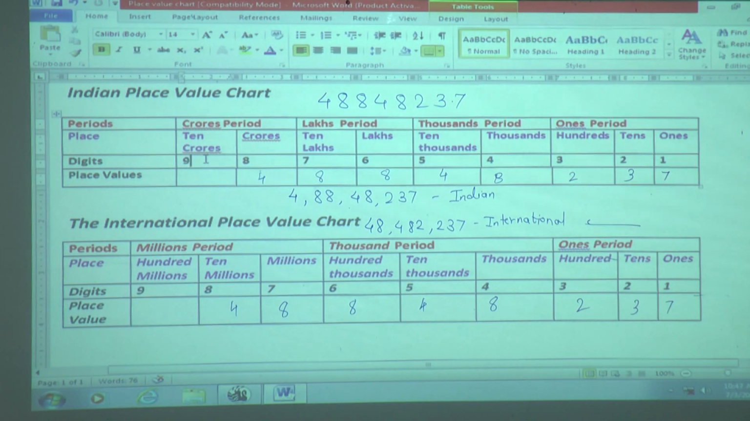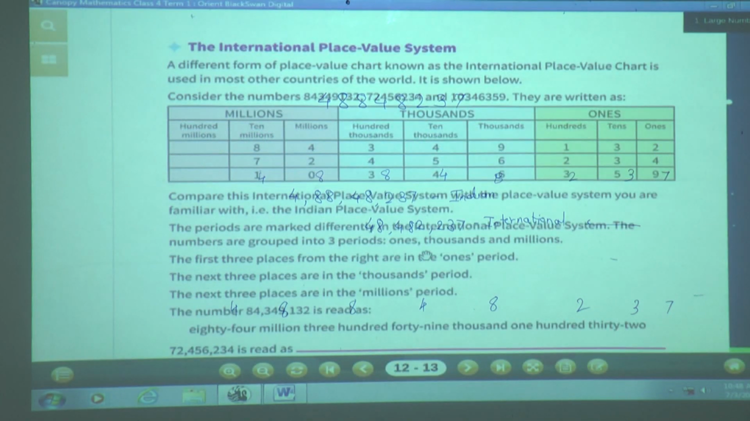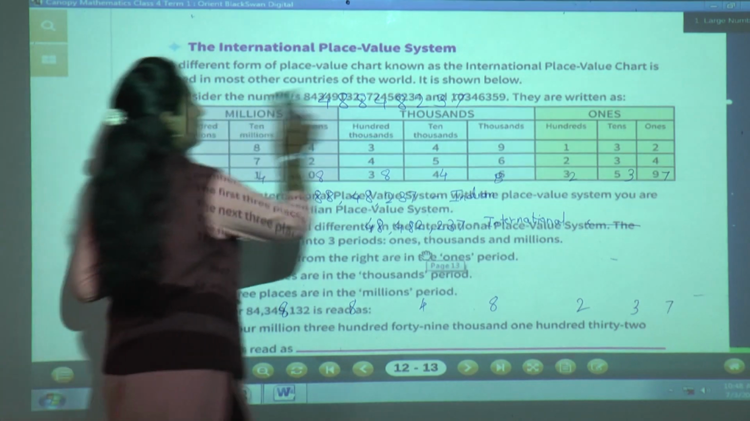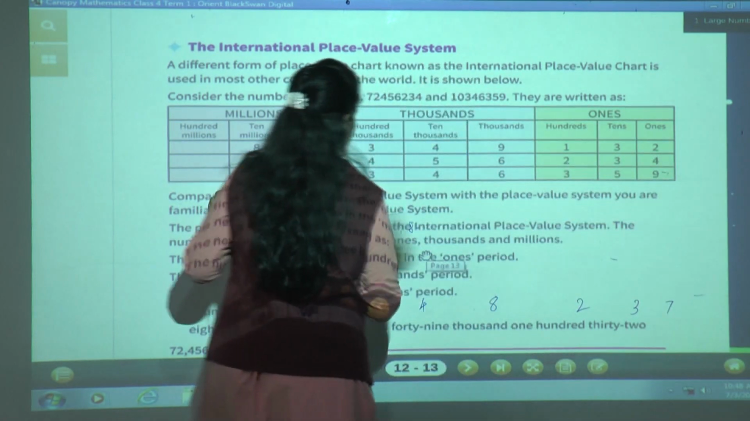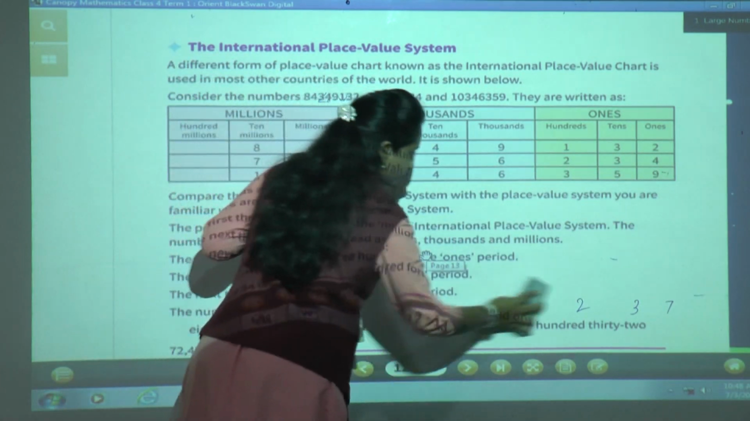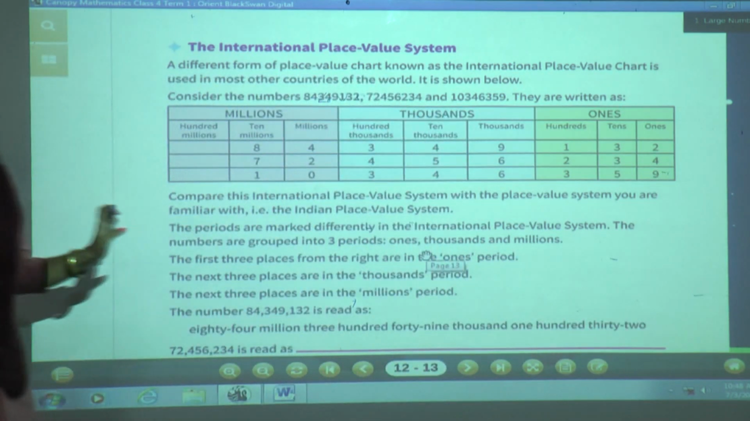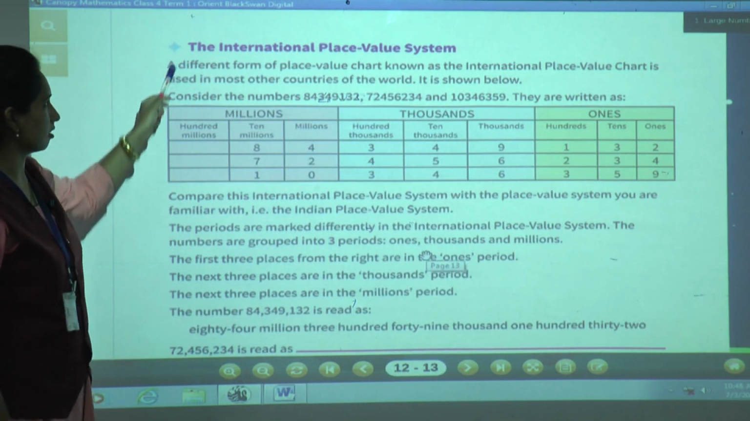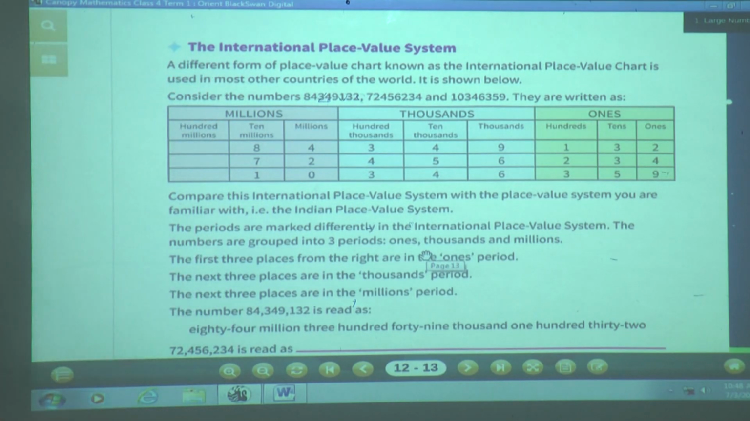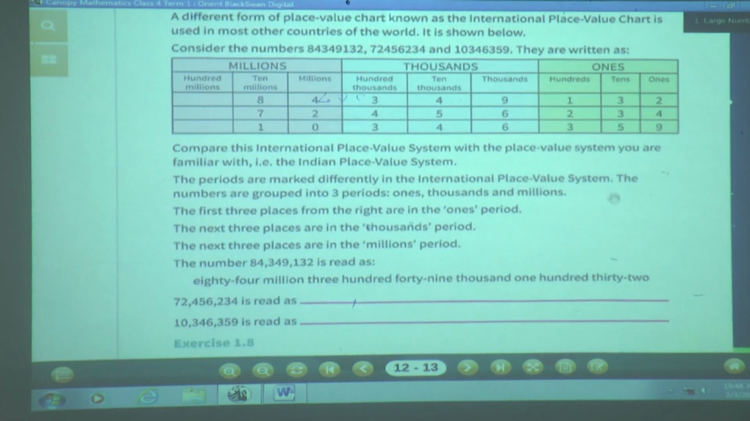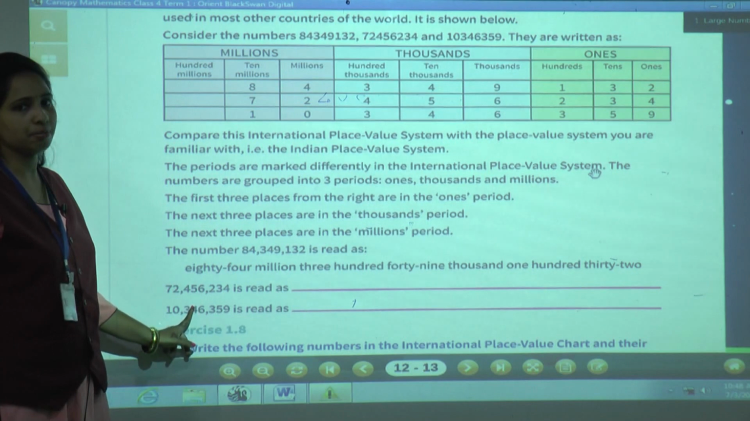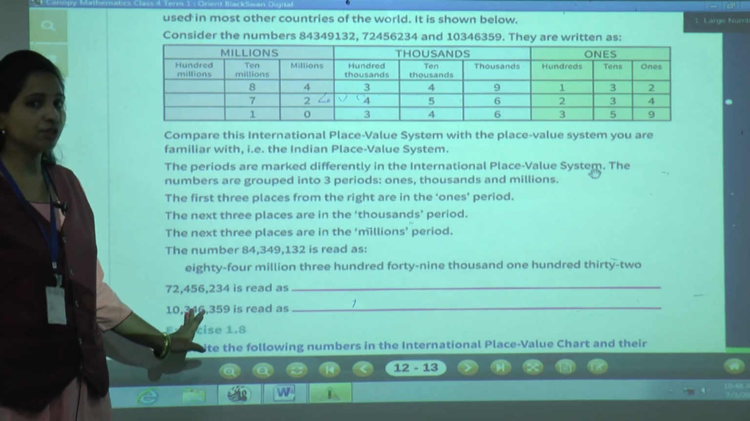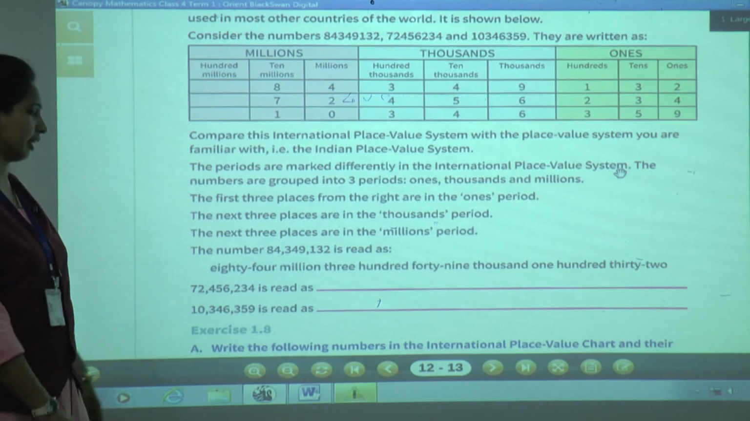Exercise 1.8. Everyone open your book. I'll give the time. Open your book. In the last session, I explained the international place value chart. Now we have revised it in short. See the international place value chart. I explained this again with the comparison. I asked you to solve these 2 questions by yourself. Once again I will solve here. You just cross-check your answers, whether you have written correctly or not.